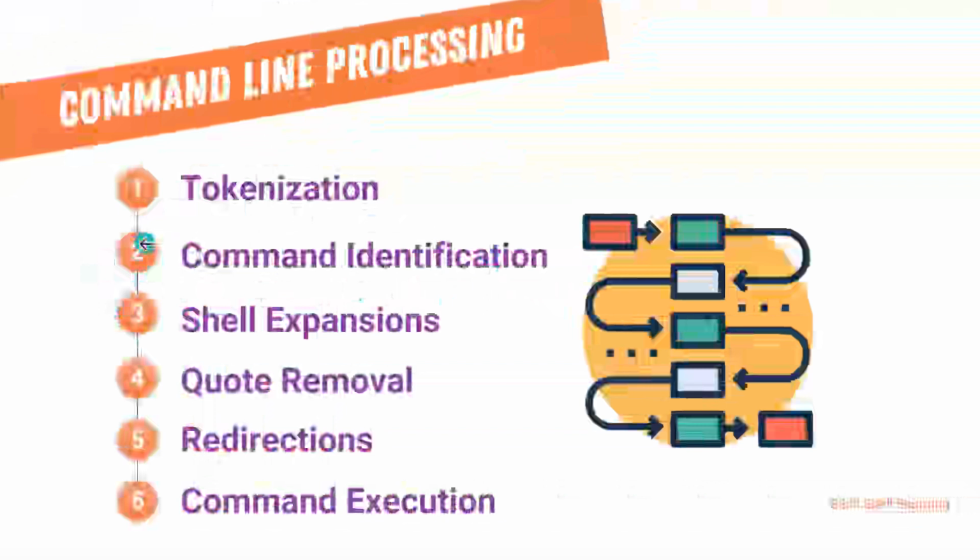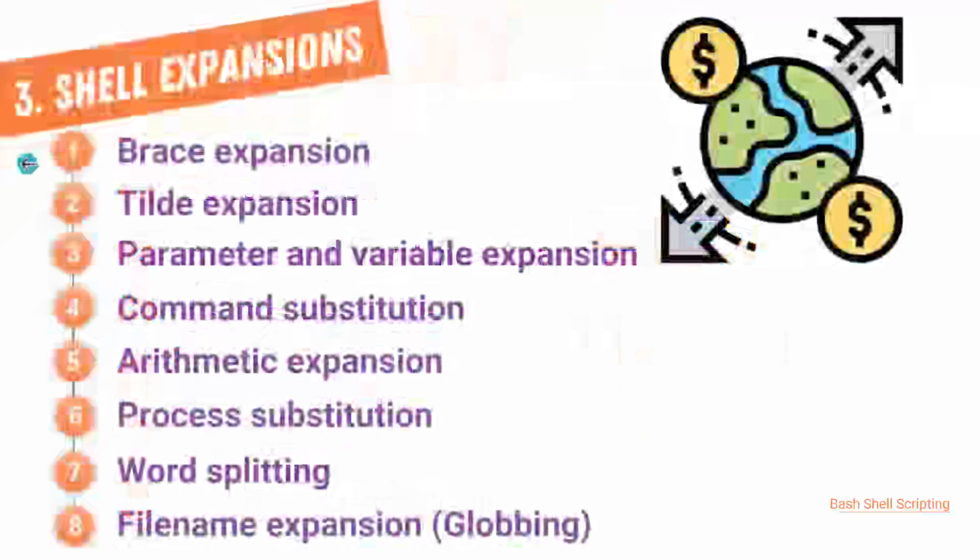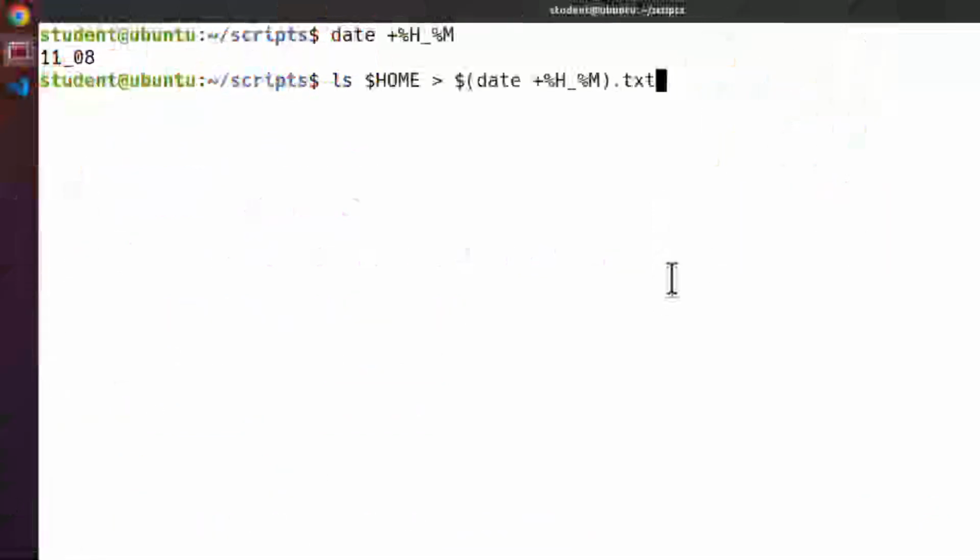After command identification, the shell will move on to the third step and perform all the required expansions. Take a look at this slide. There are 8 types of expansions performed in the following order: brace expansion, tilde expansion, parameter and variable expansion, command substitution, arithmetic expansion, process substitution, word splitting, and the file name expansion, aka globbing. In our example, there are 2 types of expansion: $HOME, which is a parameter expansion, and the command substitution.